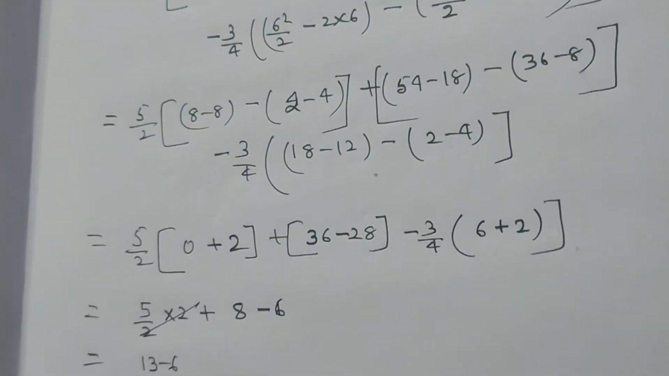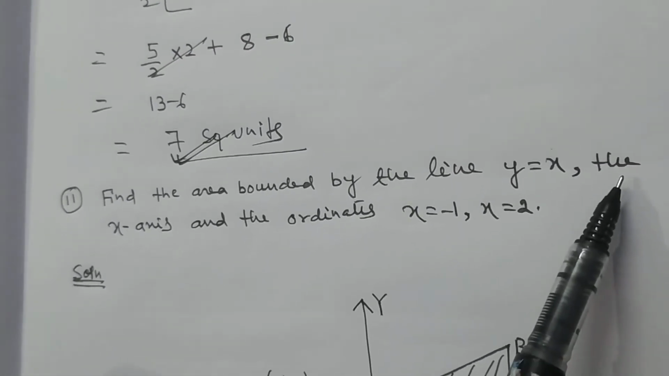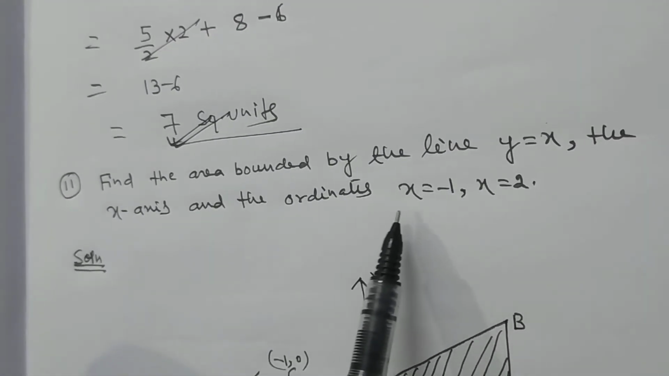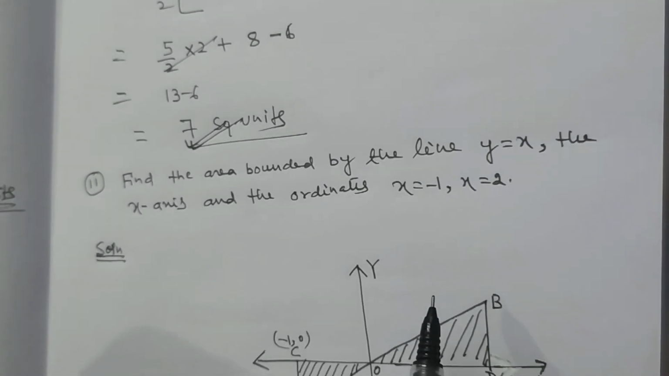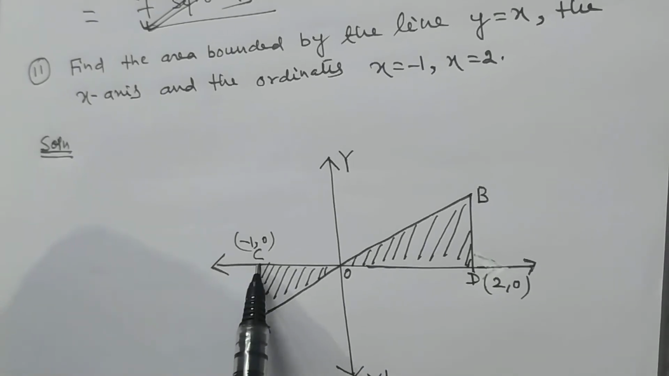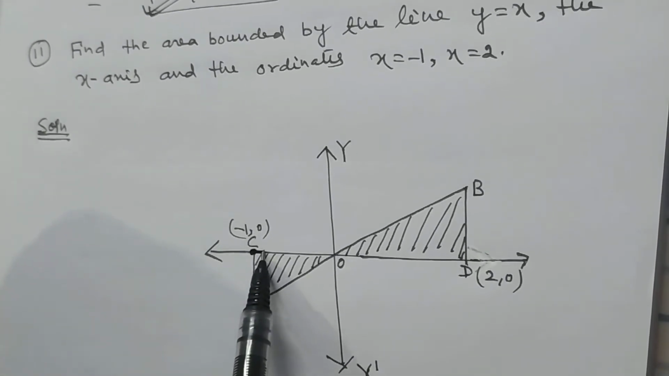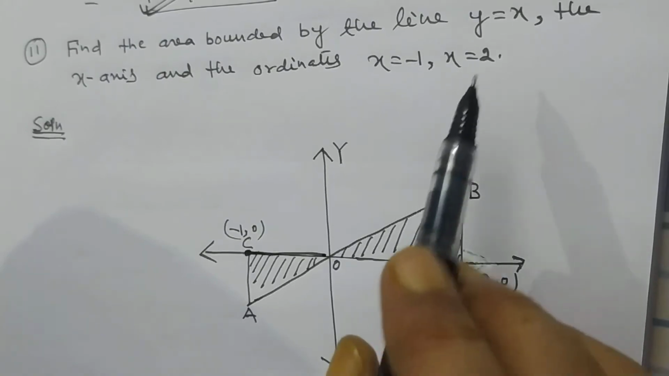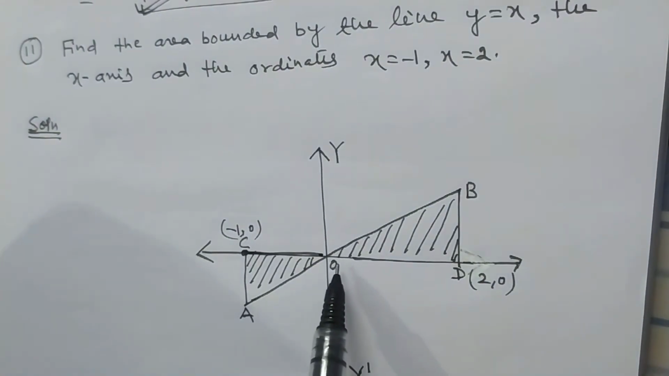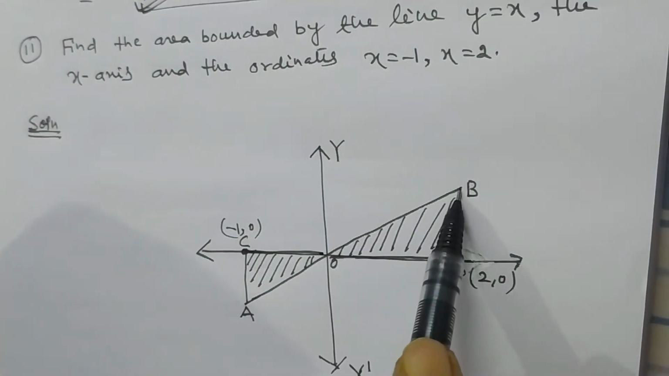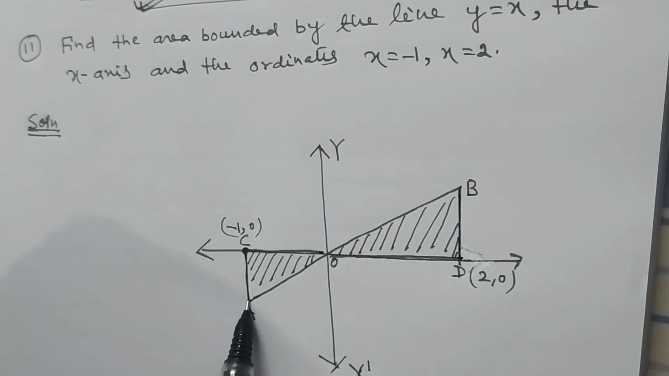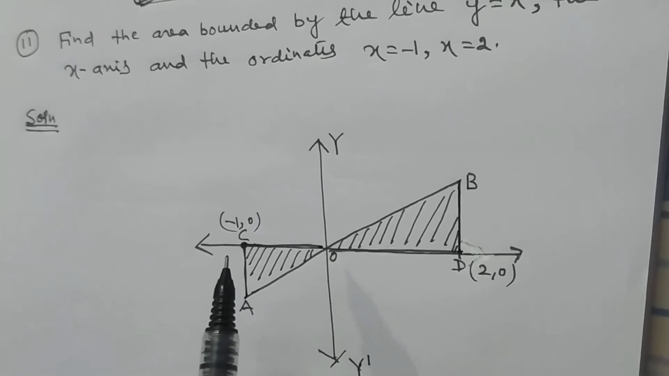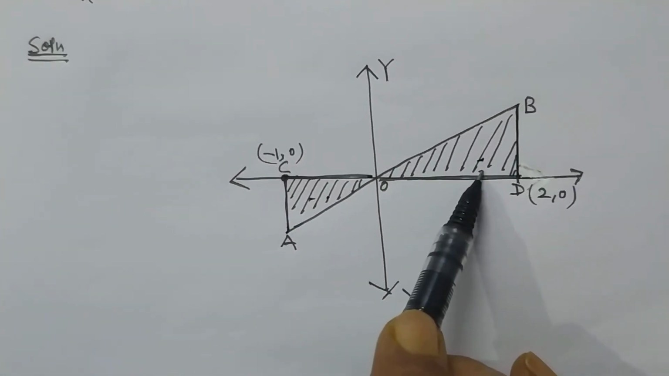Now find the area bounded by the line y is equal to x, the x-axis, and the ordinates x is equal to minus 1 and x is equal to 2. This is x is equal to minus 1 and x is equal to 2, these are the ordinates. So my dear students, we have to find the area of this shaded region.